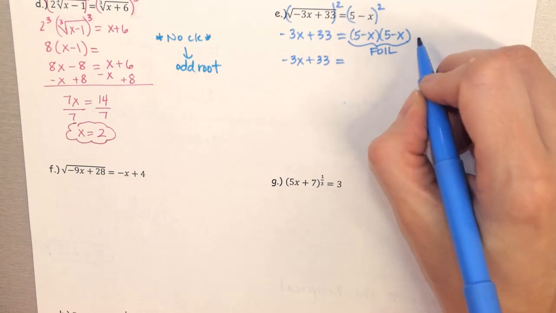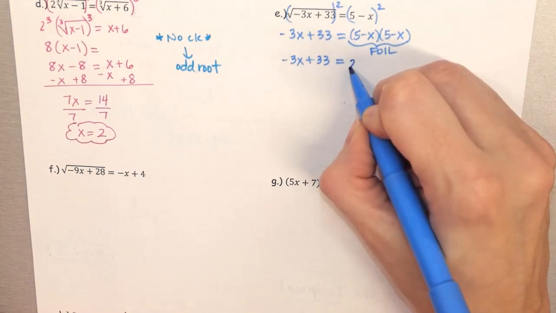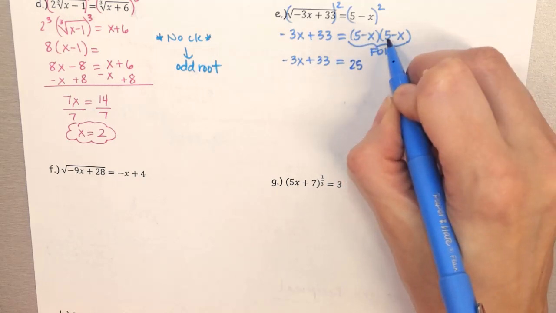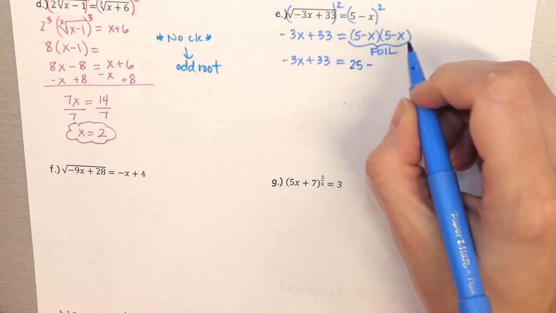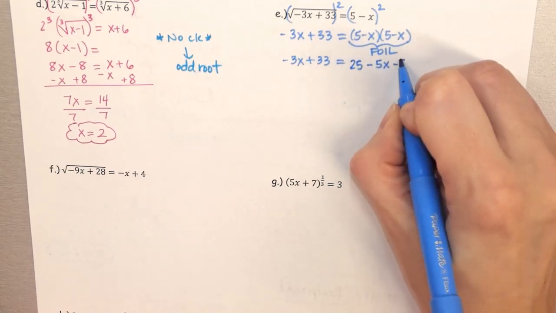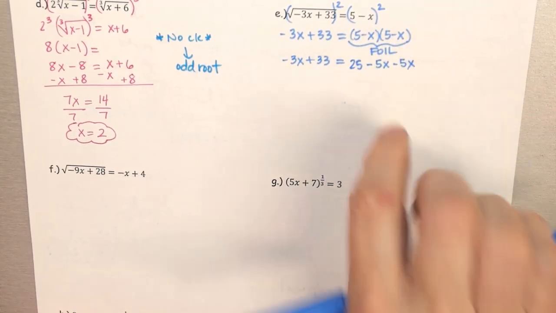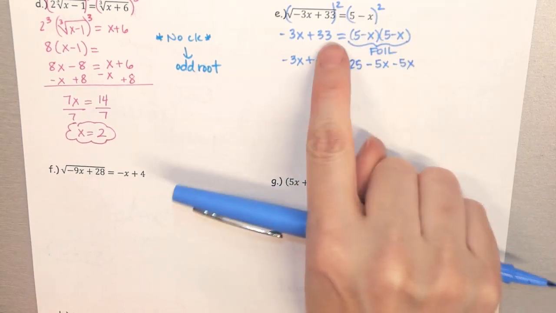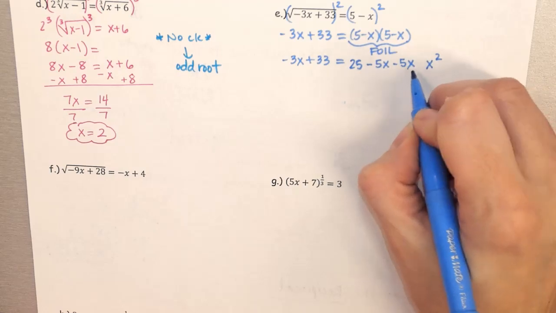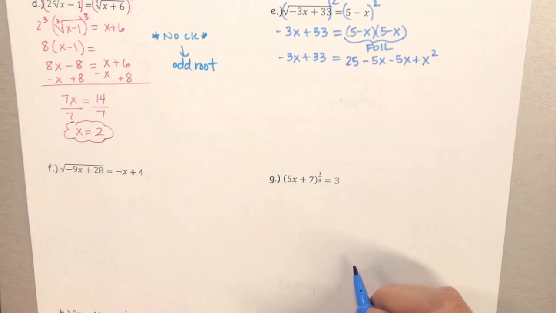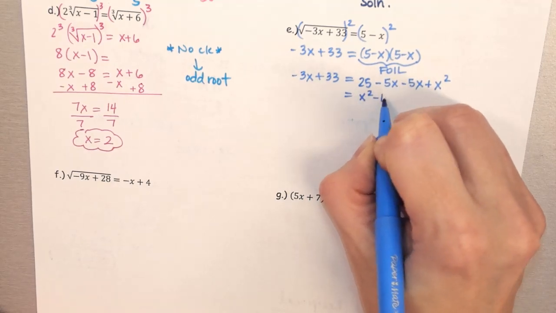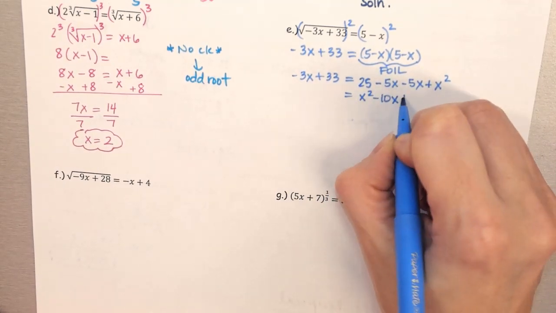That'll be part of it. So when you do the 5 times 5, you get the 25. And then on the inside, negative x times 5 will be? Yep, minus 5x. And then on the outside, you'll have a negative 5x again. And then when you do the negative times the negative, the x squared will be what? Positive. Yep.